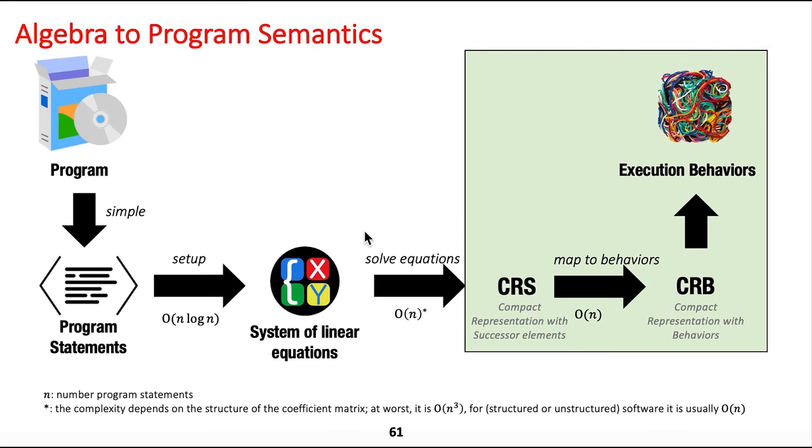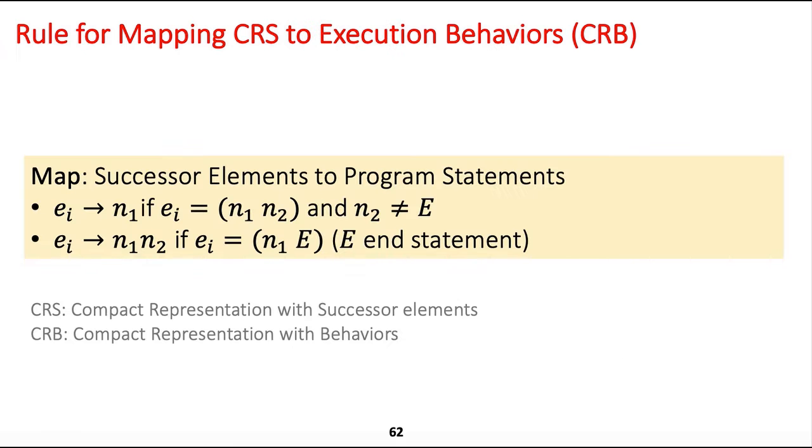So let's now discuss how we get the compact representation of execution behaviors. We map CRS to CRB. Recall that the CRS is derived from a set of linear equations, and the CRS is an algebraic expression using successor elements. Each successor element is a pair of program statements, and the execution behaviors are sequences of program statements. So we map each successor element to a program statement.